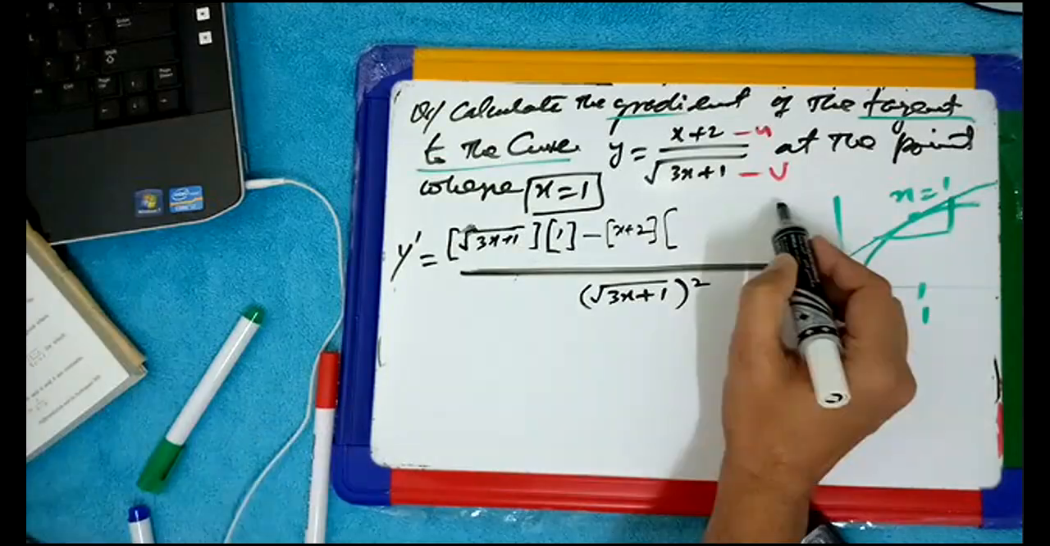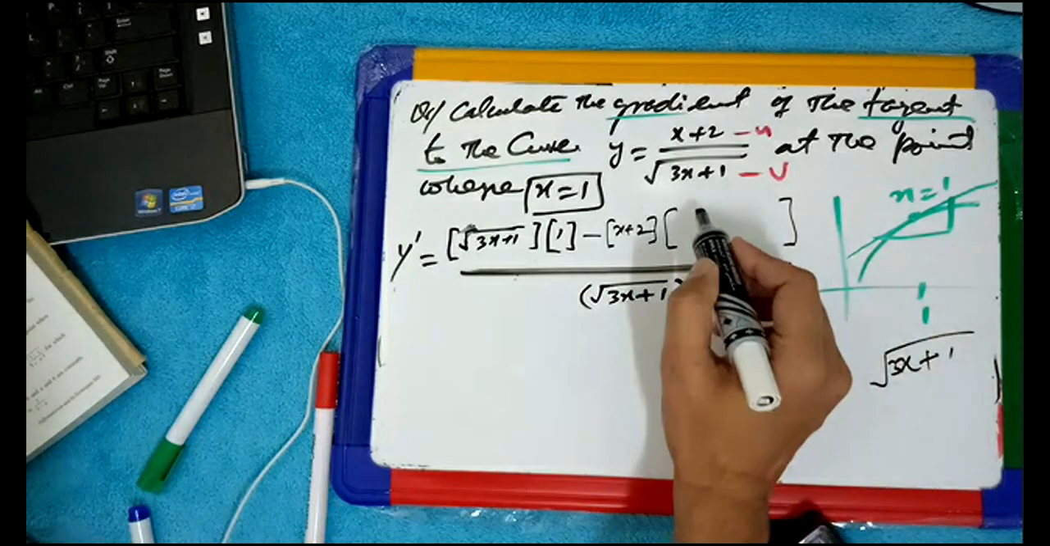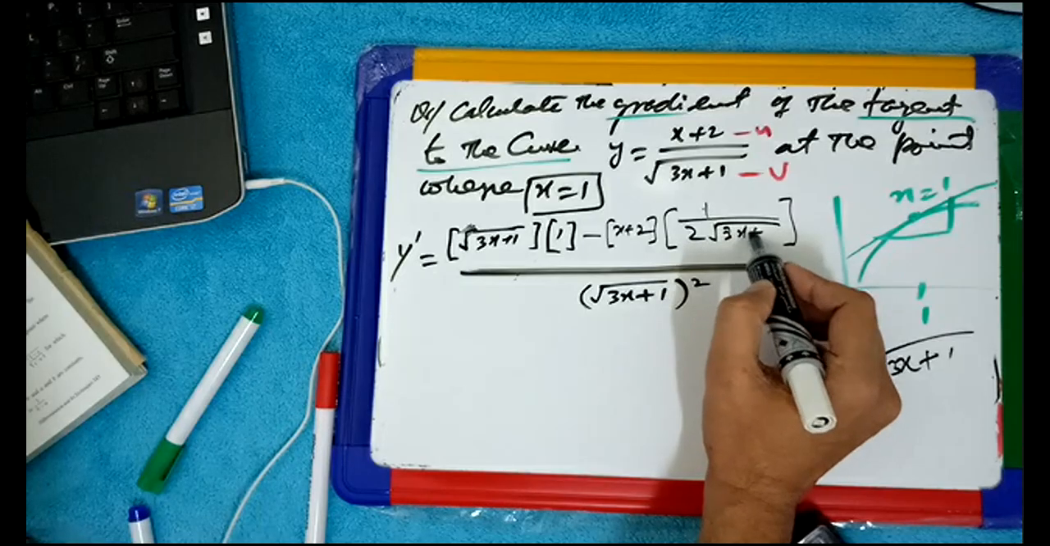So then 3. No, this is a square root, I told you. I trained you. Sorry, 1 over 2, 1 over 2. Oh, I forgot. Root, see the radical thing. Yeah, 1 over 2 times the square root of 3x plus 1, right?